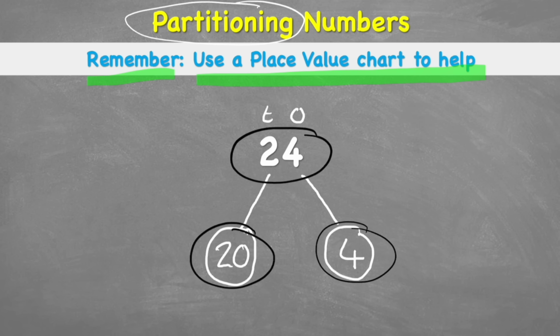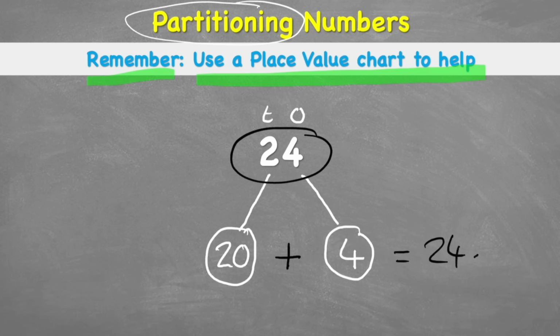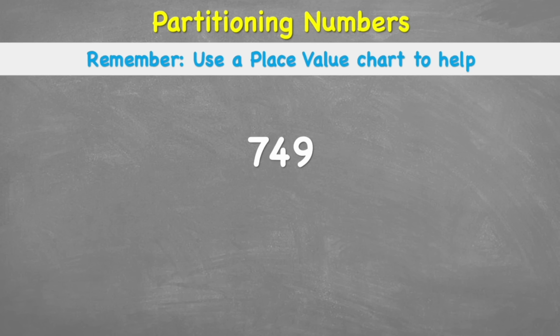Simple, right? And I can always make sure I partitioned it correctly by just adding these sections back together and see if we get back to the original number. So 20 plus 4 equals 24, and 24 is the same as my original number, so I know I've done that correctly. Let's move to a slightly harder example, 749.